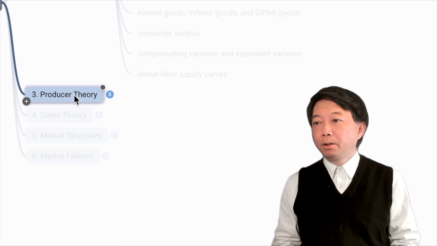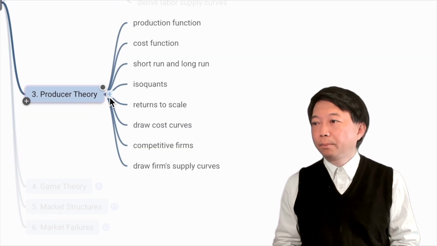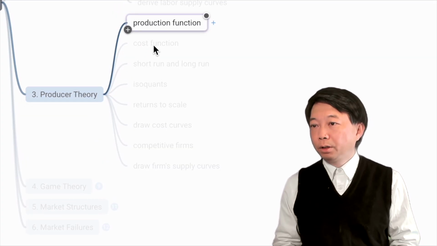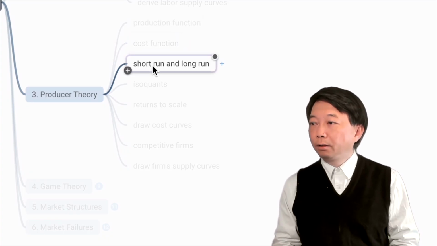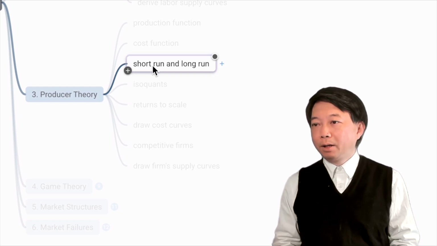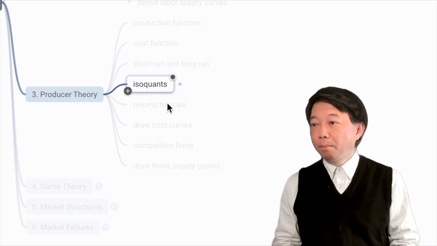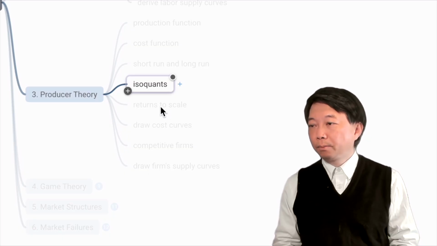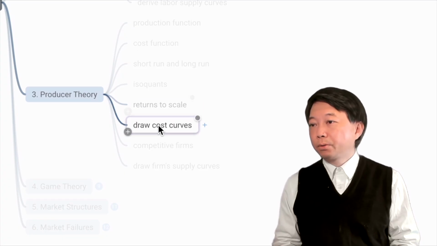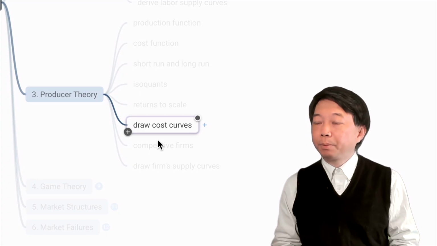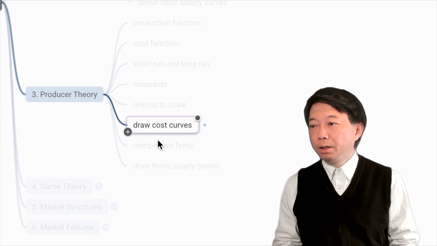The third topic in microeconomics is firm theory, which explores the firm's production function and cost function. These functions differ in the short run and the long run. We will learn concepts like isoquants, marginal rate of technical substitution, and returns to scale, as well as how to draw various cost curves. We will examine the properties of specific production functions, such as the linear production function, the Cobb-Douglas production function, and the CES production function.